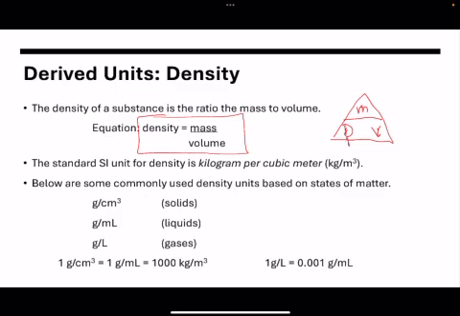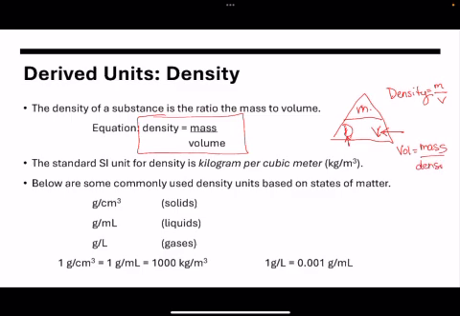So let's say I'm looking for density. I would cover up the density and I'm left with mass over volume. So density equals mass over volume. Well, let's say that I'm looking for volume. If I cover up the volume, then I'm left with mass over density.